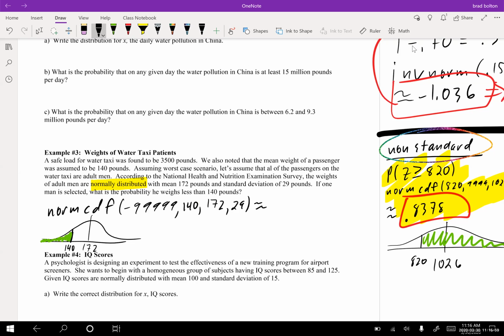Let's see what we get on our calculator. Second vars, normal CDF, negative 9999999 to 140. We have a mean of 172, a standard deviation of 29, and we get 0.1349. So about a 13% chance that this could happen.